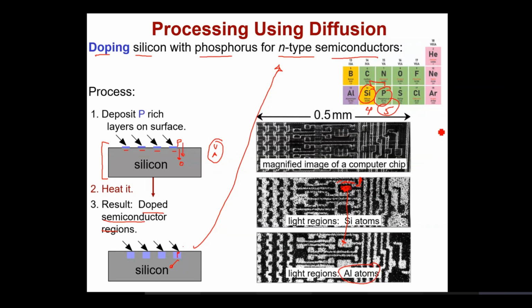Now, there is another factor which is known as diffusion coefficient. Diffusion coefficient is a factor that defines how slowly or how fast an atom, an element, can diffuse into another element. The diffusion coefficient of aluminum in silicon is very small. In other words, aluminum would not diffuse into silicon very easily.